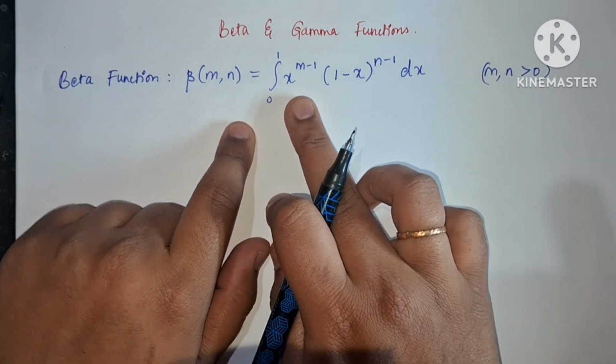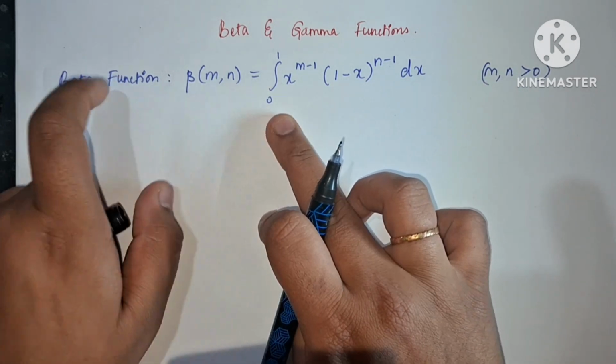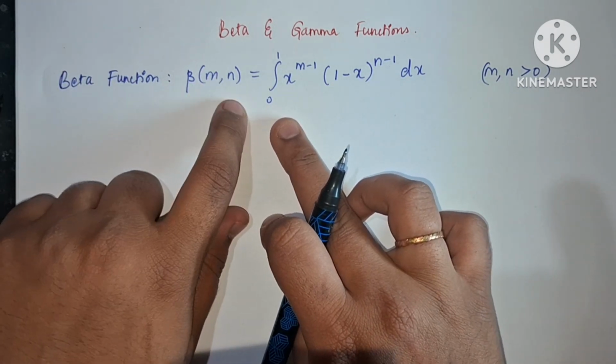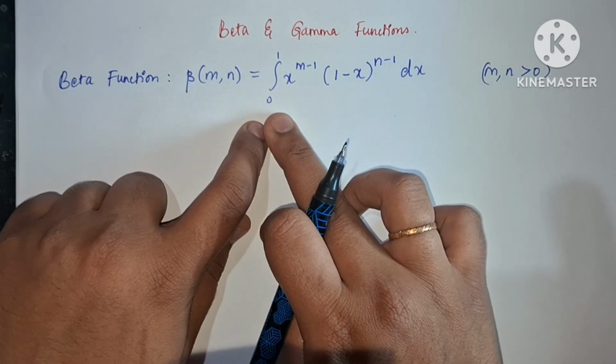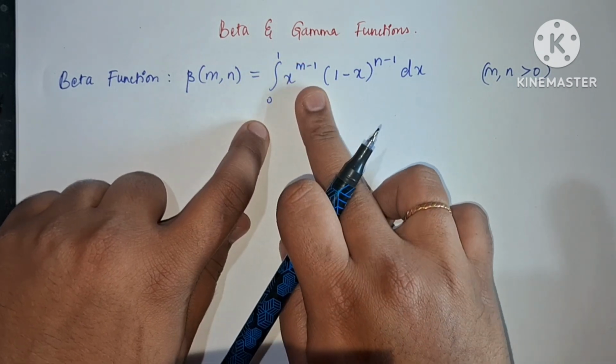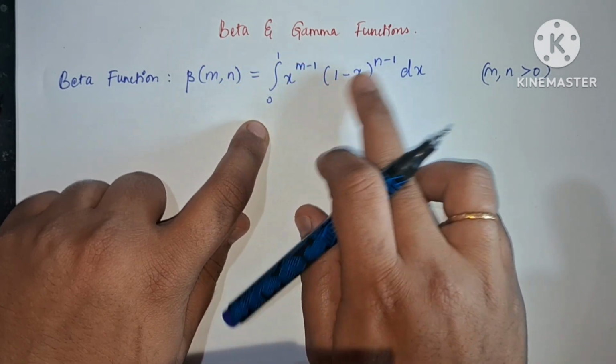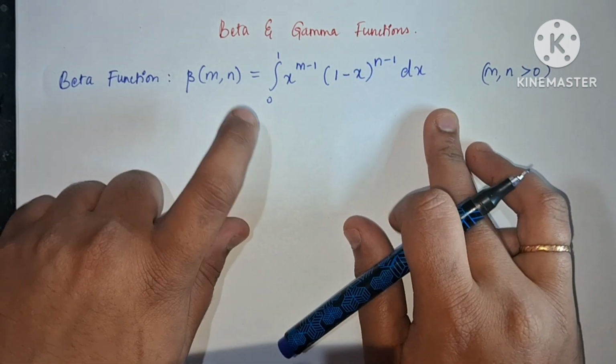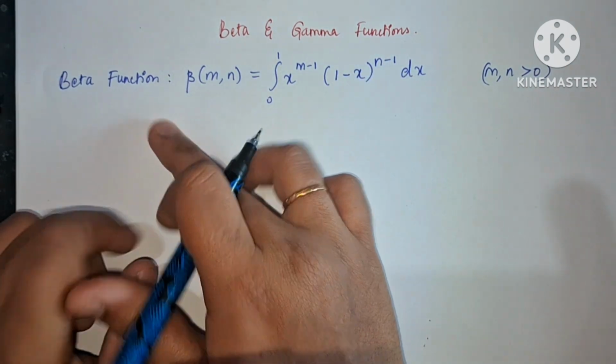And here this is the formula of the beta function. Beta function of m comma n is given by the definite integral from 0 to 1 of x to the power m minus 1 times (1 minus x) whole to the power n minus 1, dx. This is how we define it. This is considered as the beta function.